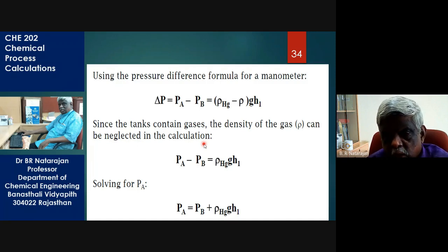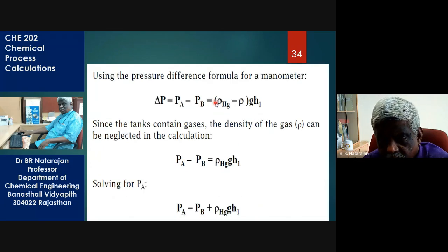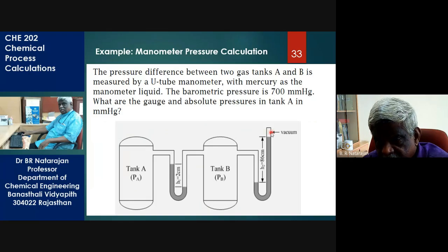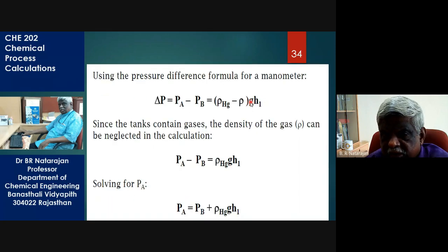So PA minus PB is equal to rho Hg, neglecting the gas density as we have already said, into g into h1. Now solve for PA: PA is equal to PB plus rho Hg g h1. This is the value of PA. Similarly, we'll calculate for PB. PB minus 0, the vacuum, is equal to rho Hg into g into h2.